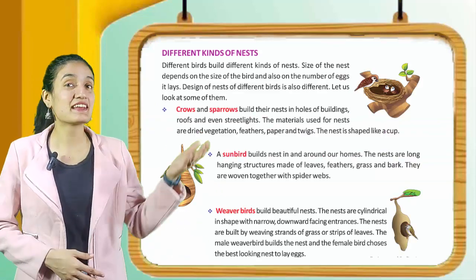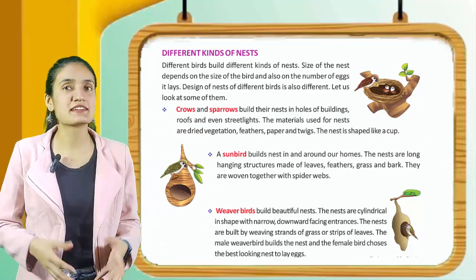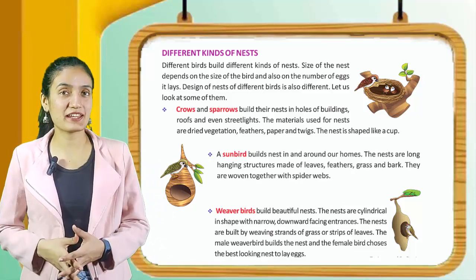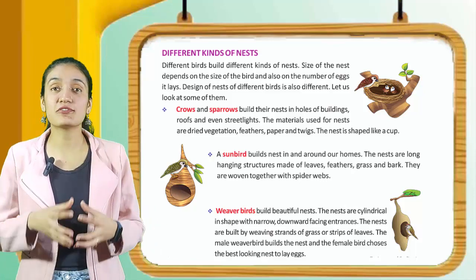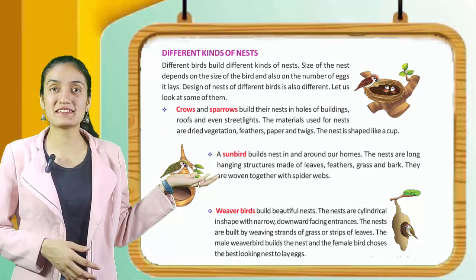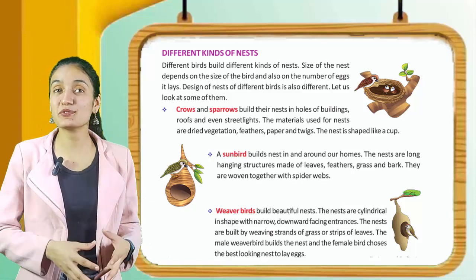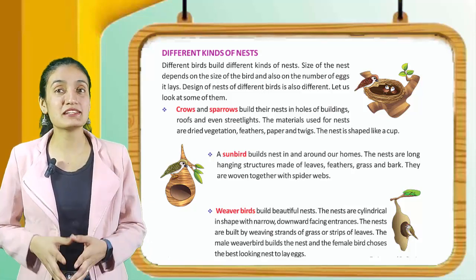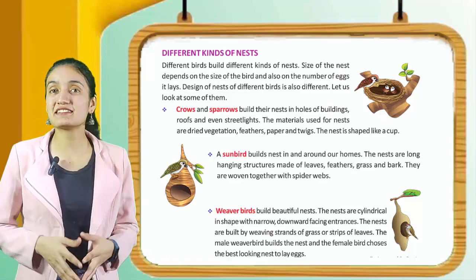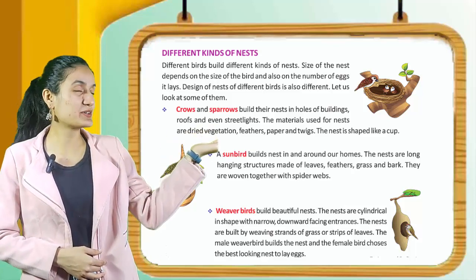Now, the next topic is different kinds of nests. Different birds build different kinds of nests. The size of the nest depends on the size of the bird and also on the number of eggs it lays. The design of the nest of different birds is also different. Let us look at some of them. Crows and sparrows build their nests in holes of buildings, roofs and even street lights. The materials used for nests are dried vegetation, feathers, paper and twigs. The nest is shaped like a cup. Here you can see the nest of a sparrow or crow.